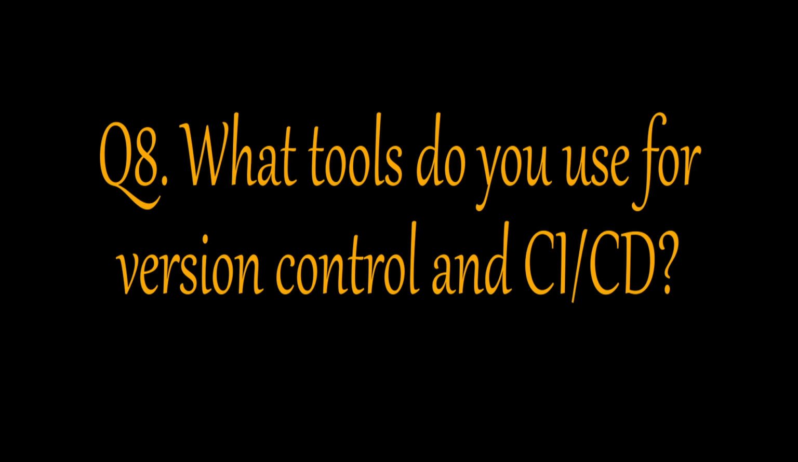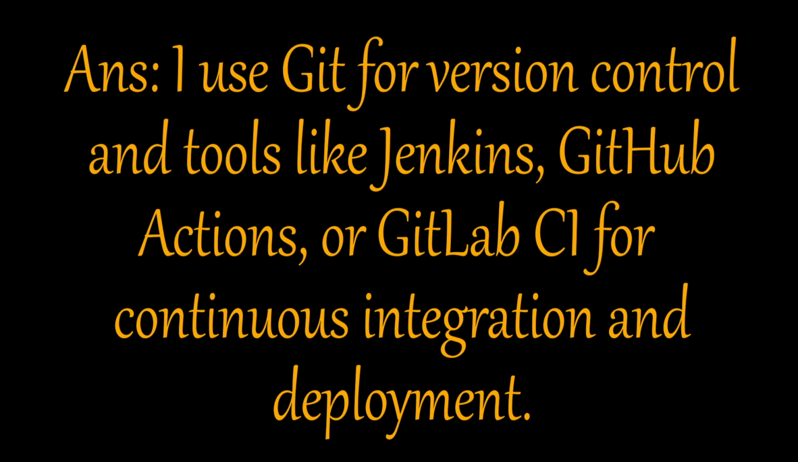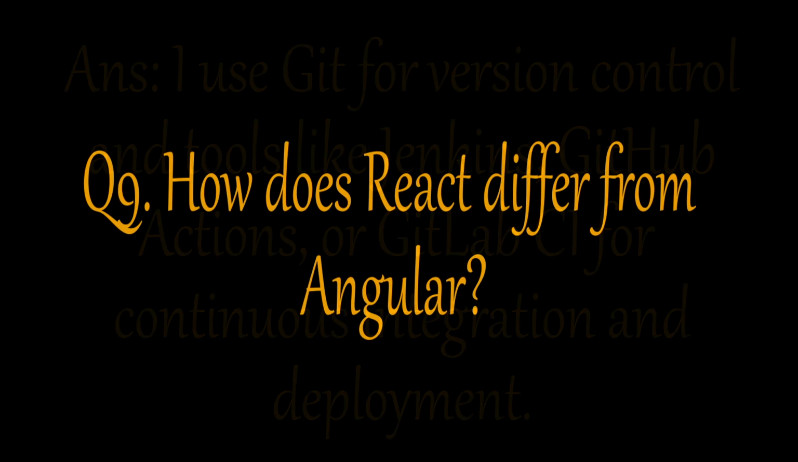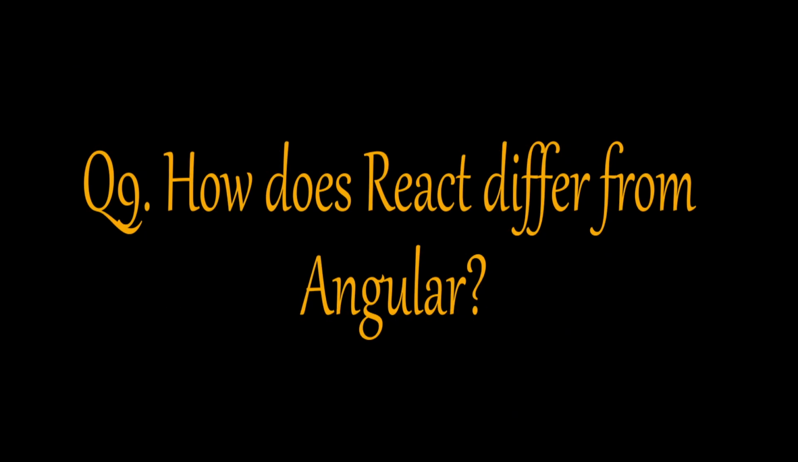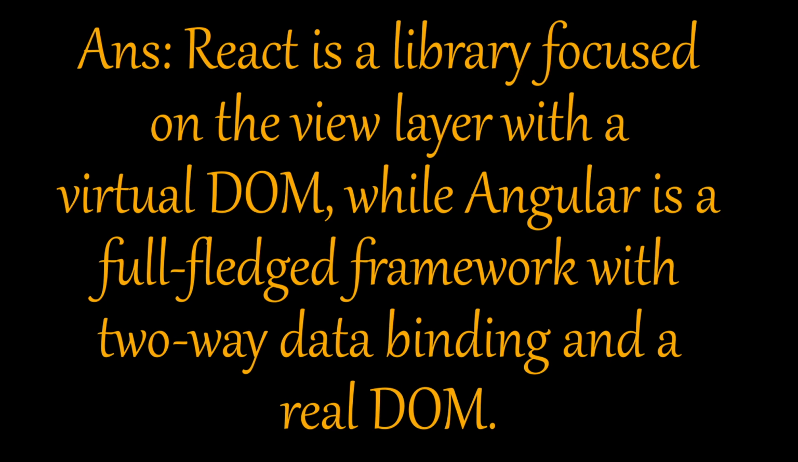Q8. What tools do you use for version control and CI/CD? Answer. I use Git for version control and tools like Jenkins, GitHub Actions, or GitLab CI for continuous integration and deployment. Q9. How does React differ from Angular? Answer. React is a library focused on the view layer with a virtual DOM, while Angular is a full-fledged framework with two-way data binding and a real DOM.